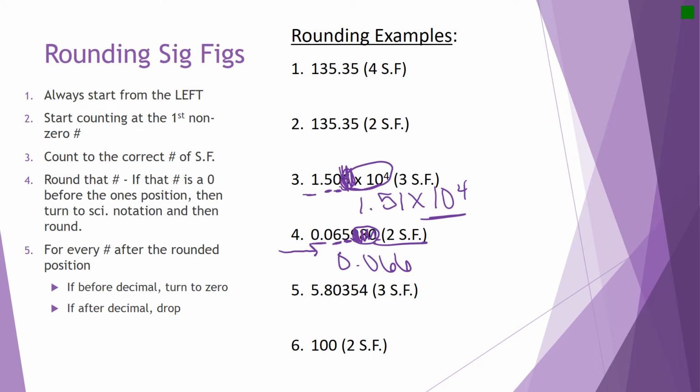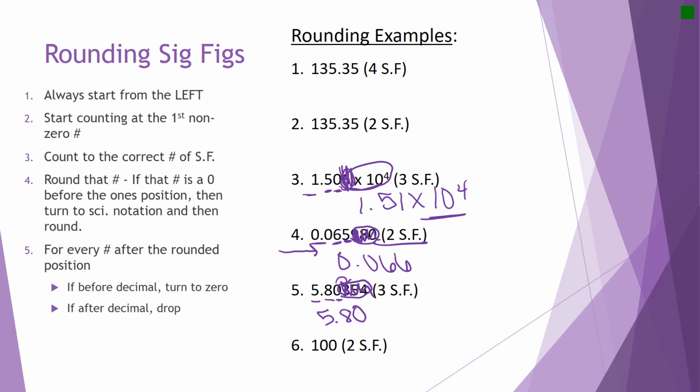Now we need to do this to 3 sig figs. So 1, 2, 3. So it's 5.8. That's going to look at the next one, which means that it's a 0. Okay, it's not going to go up. These 3, 5, 4s are after, so you cross them off, so you end up with 5.80.